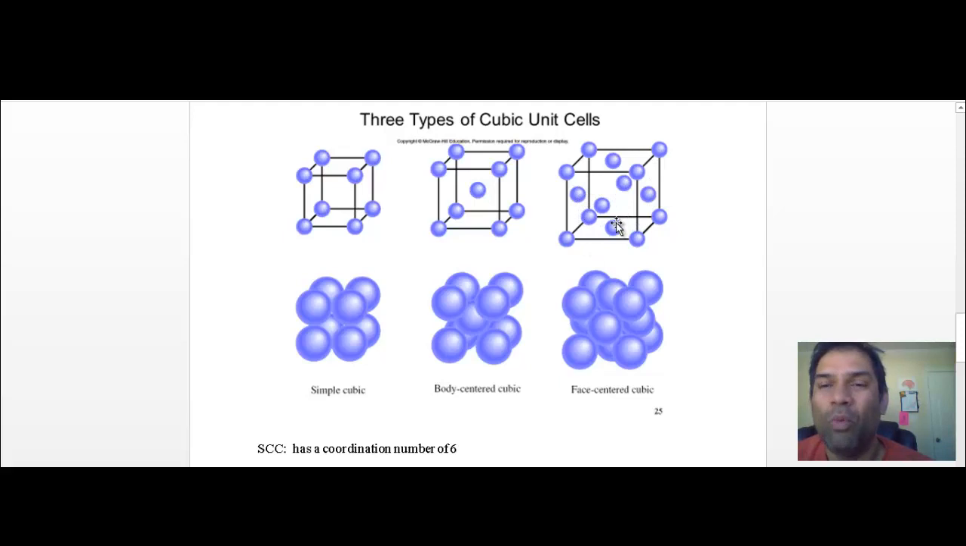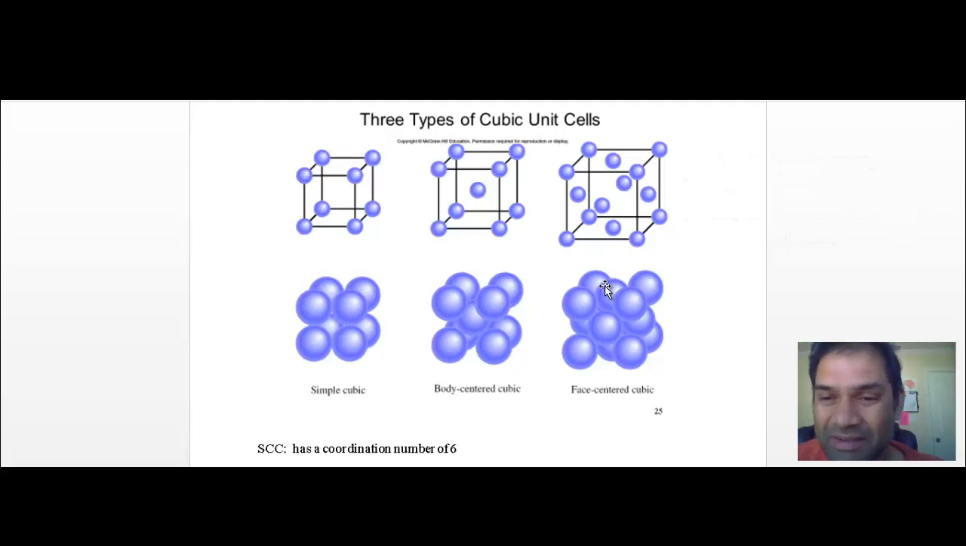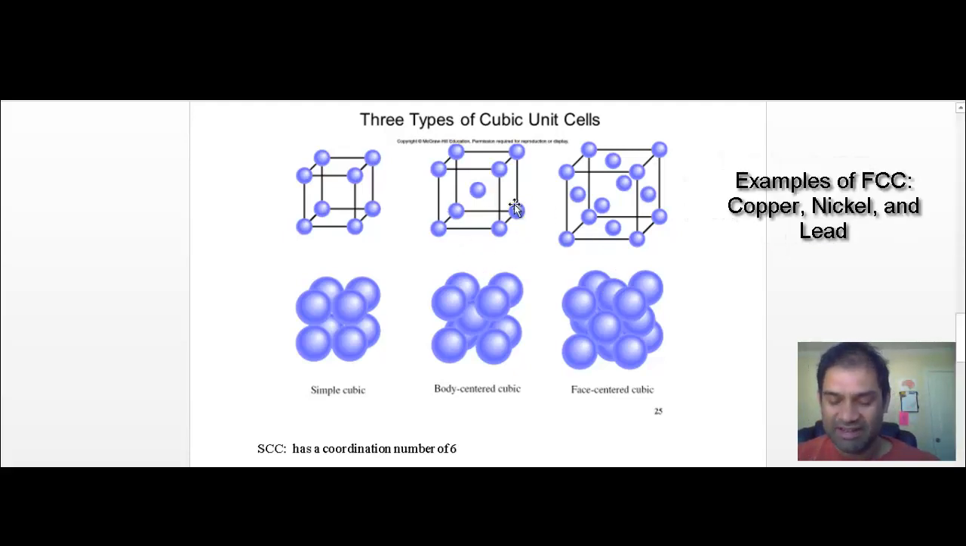So 1 atom from simple cubic, and then plus 3. Remember, each of these is shared 50% with the adjacent unit cell. So 3 plus 1 is 4. So the number of atoms inside a face-centered cubic is going to be 4.